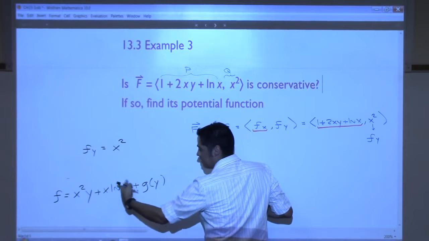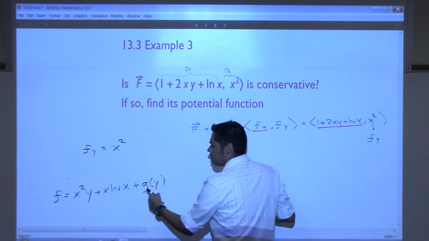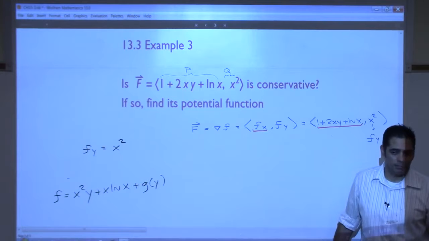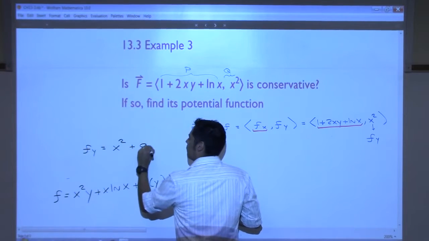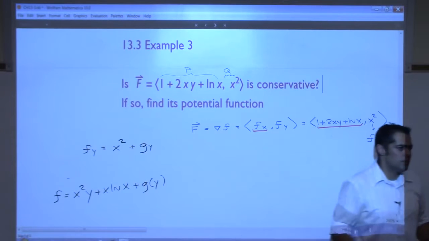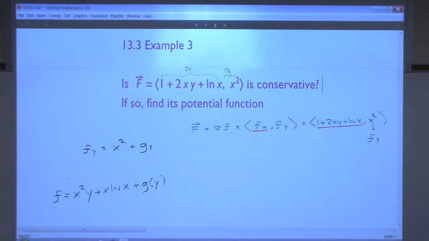Those are all x's in there, those are all constants. What's the derivative of g with respect to y? G prime of y, right? I'm going to write it this way. That's okay, that means the same thing. We're taking the derivative with respect to y. Understand?